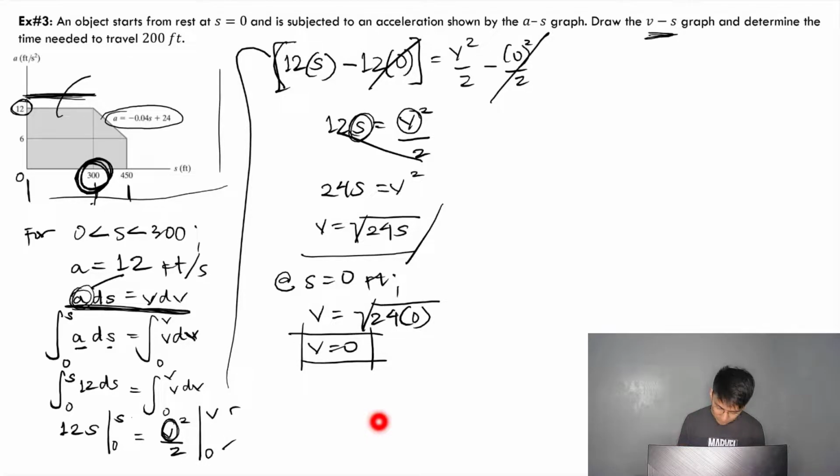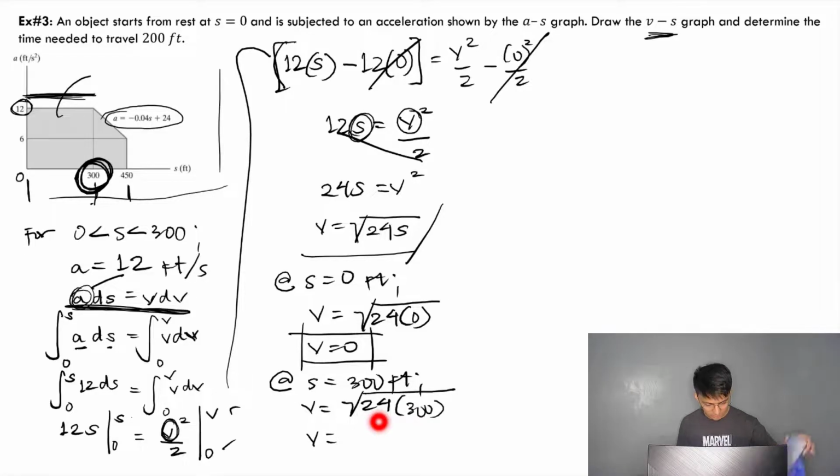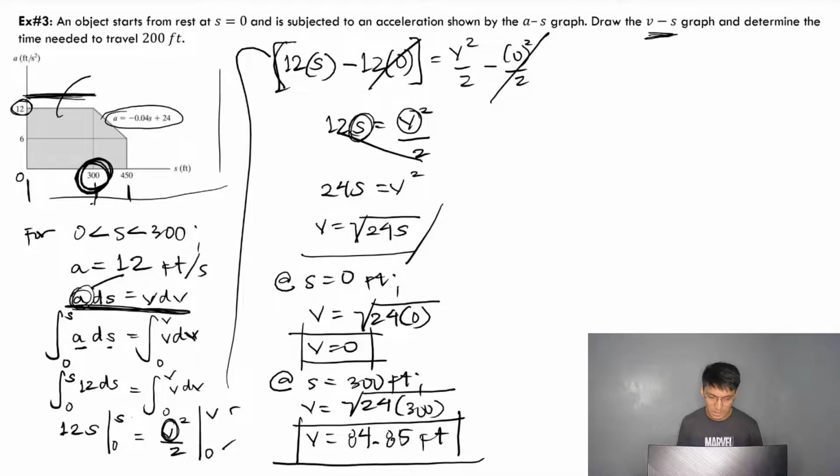Pangalawang point, at S is equal to 300 feet. V is equal to square root of 24 times 300. Using the calculator, the value is 84.85 feet. So, ito yung ating pangalawang point na ilalagay sa graph.